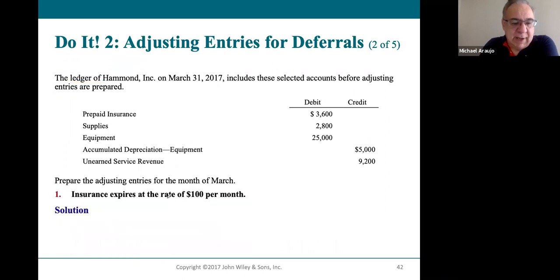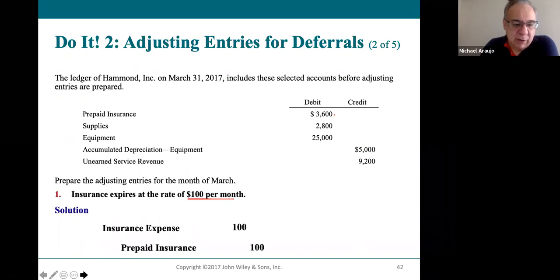Okay. So the first thing is insurance expires at $100 a month, which means that this amount should be lowered by 100 and the expense should be increased by 100, which is basically what we do with this journal entry. It should actually be listed. What I don't like about this is it should actually be dated the 31st of March because that's the date that we're doing it. Okay, again, this usually happens at the end of every month, and it certainly has to get done at the end of every year. But as you see, it's a debit to insurance expense, a credit to prepaid insurance. It's always going to be this combination of accounts when we adjust insurance.